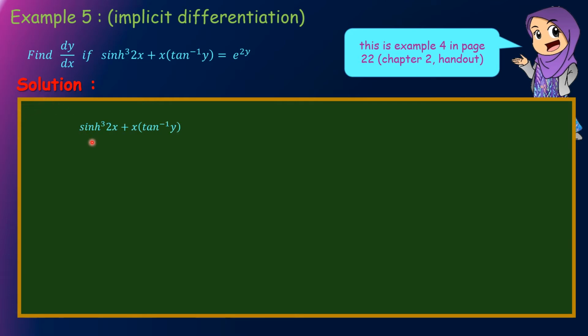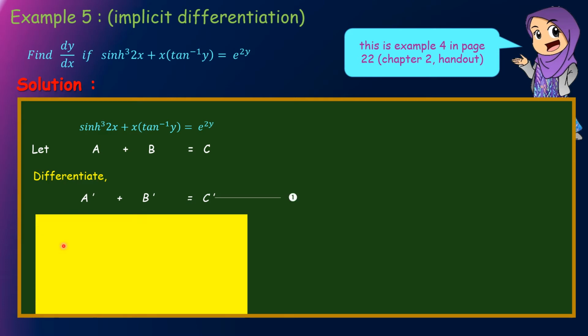We are given sinh cube 2x plus x times inverse tangent y equals e to y. So now we define one by one. We define sinh cube 2x as a, plus we define x inverse tangent y as b, equals to, we define e to y as c. Then we differentiate one by one. So we have a prime plus b prime equals c prime, and we name this equation 1. Then we can show the derivative of a, b, and c one by one.